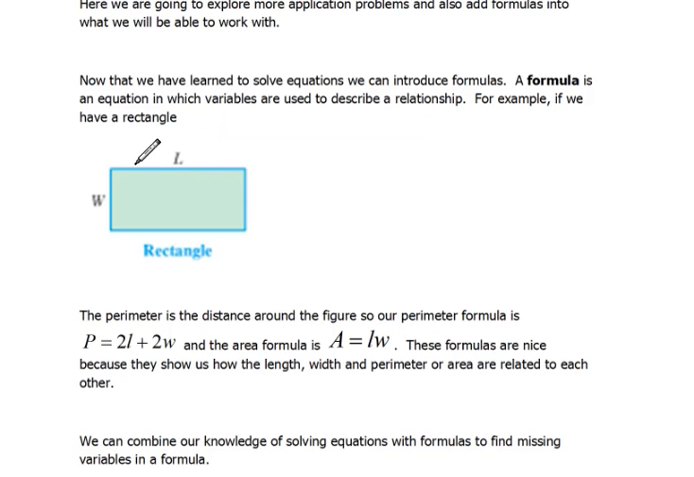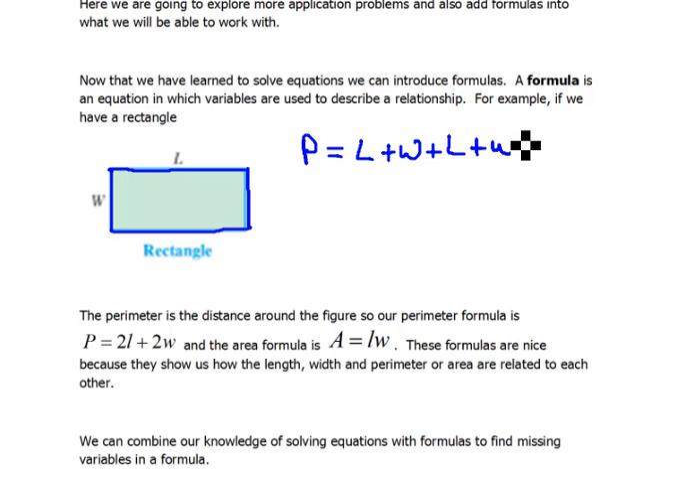If I were going to describe this perimeter, I would say that my perimeter, or P, would equal, and if I start off here at the top, I would have to take this length, and then I would have to add in this width. But that's not all the way around the figure. So then I would have to add this side, which would be a length again, and then I would have to add this side, which would be another width.